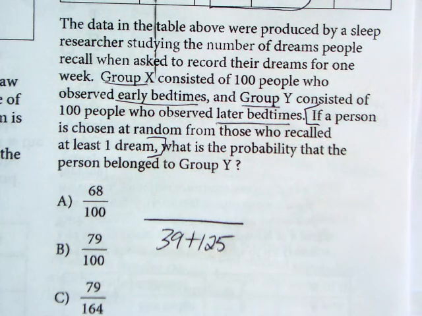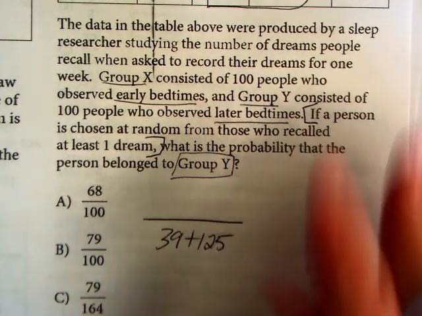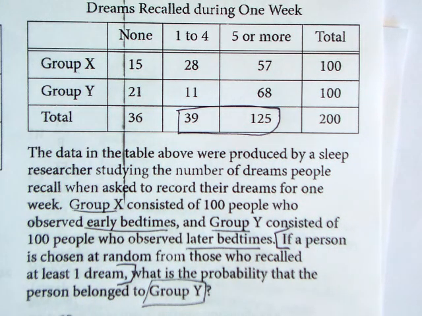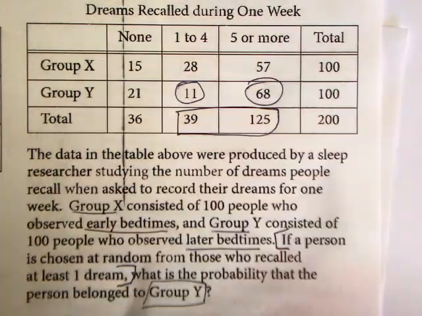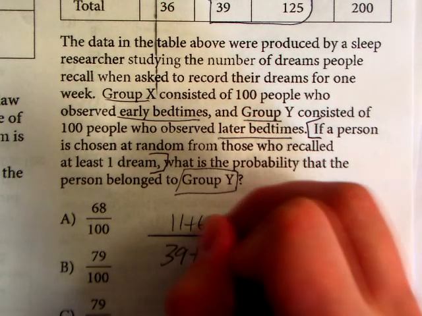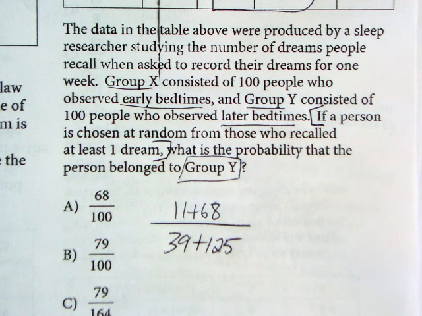Within this pool, what is the probability the person belonged to group Y? So, out of all the participants that dreamed at least once and recalled it, which ones belong to group Y? That is 11 and 68. We will add these two together, and this will be our numerator. When you do your addition, you'll have your probability.